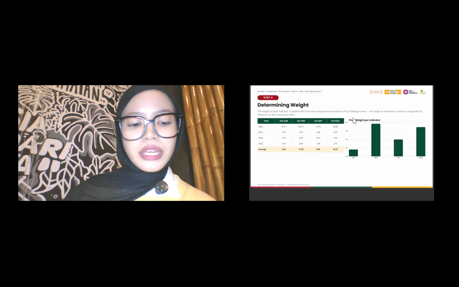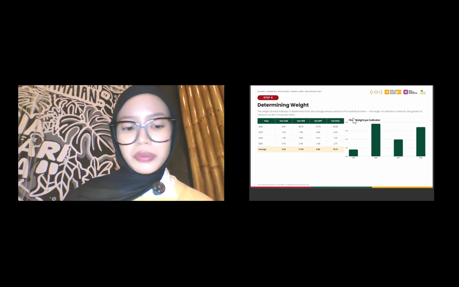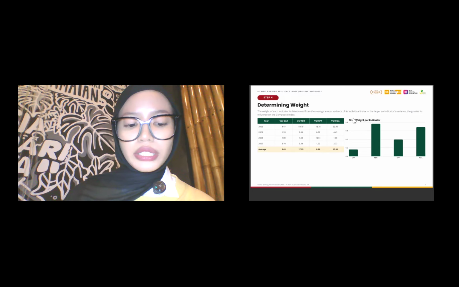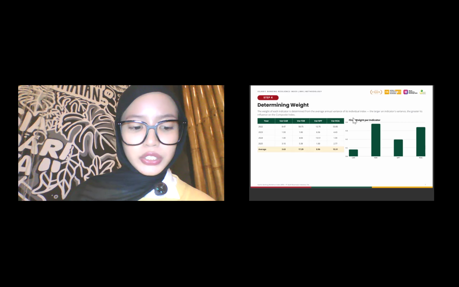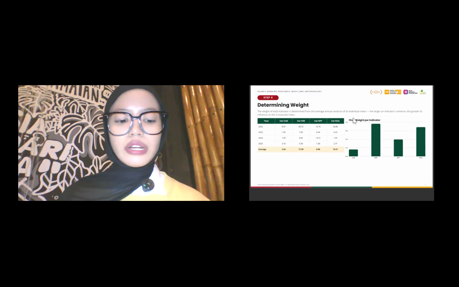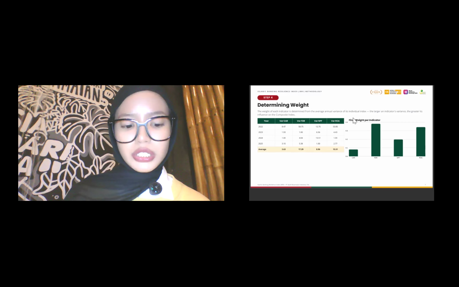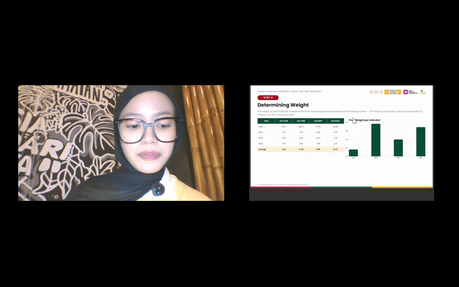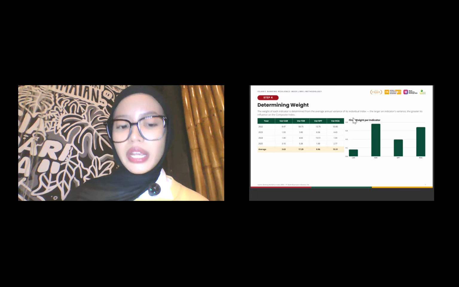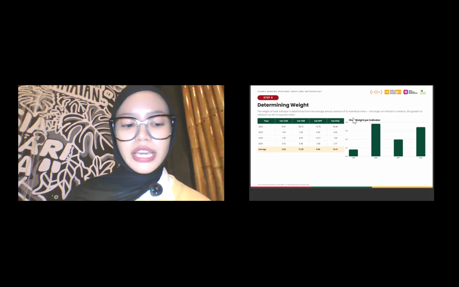So next, determining weight. After transforming the data, we assign weight to each indicator. The weights are based on the average variance. Indicators with larger variance receive greater importance because they contribute more information to resilience changes. From the chart, we can see that FDR has the highest weight, followed by ROA, NPF, and finally CR.